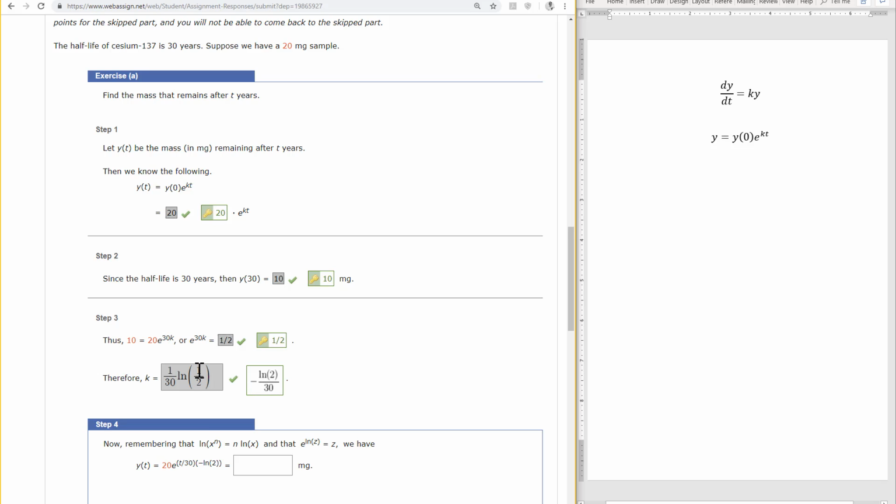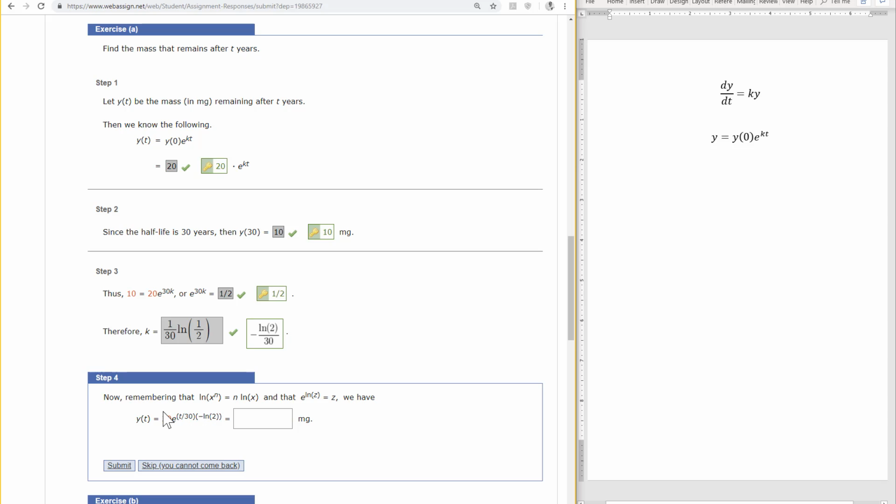Now notice that their answer is negative ln 2. It turns out that 1/2 is 2 to the negative first power, and you can imagine bringing that 2 down. So this is just a more concise way of writing our solution.